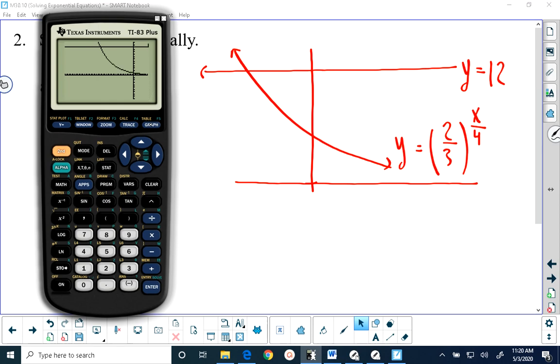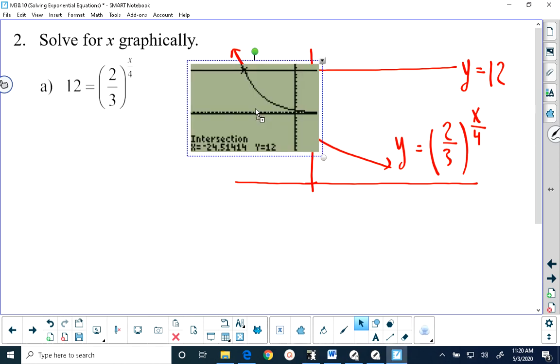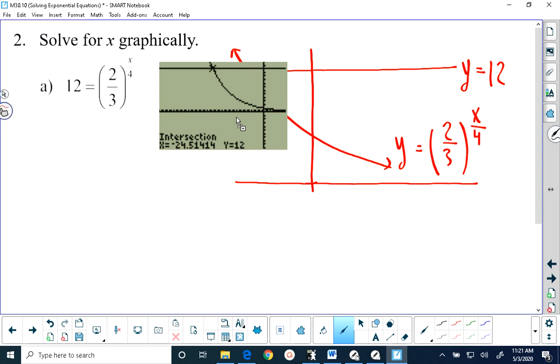So now I can find the point of intersection by going to my calculate menu, choosing intersect, and hitting enter 3 times. The solution is approximately, in decimal form, -24.5.